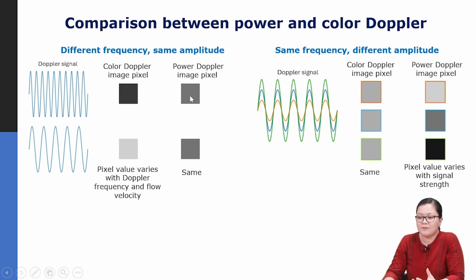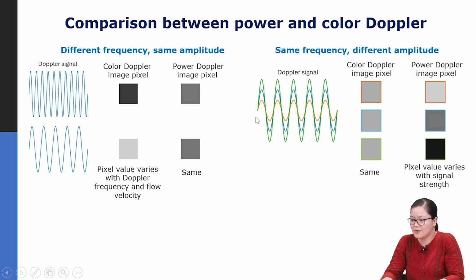But in terms of power Doppler, now this signal has the same amplitude, let's say. In power Doppler, despite the difference in frequencies, you don't see any change in the image pixels. Here, also because of the same amplitude, there is no change. So they're the same amplitude of the pixel.